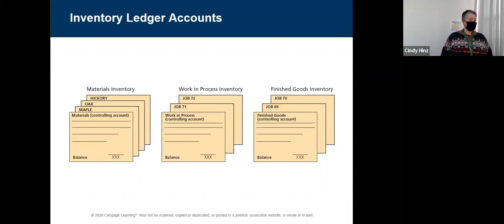And then here's a good example of what I was just describing to you. So we have our materials, we have our work in process. This company currently has two jobs in process, job 71 and 72. If you were to add the dollars from 71 and the dollars from 72, which will include direct materials, direct labor, and overhead, you would get this balance, the total, in the master or controlling account.